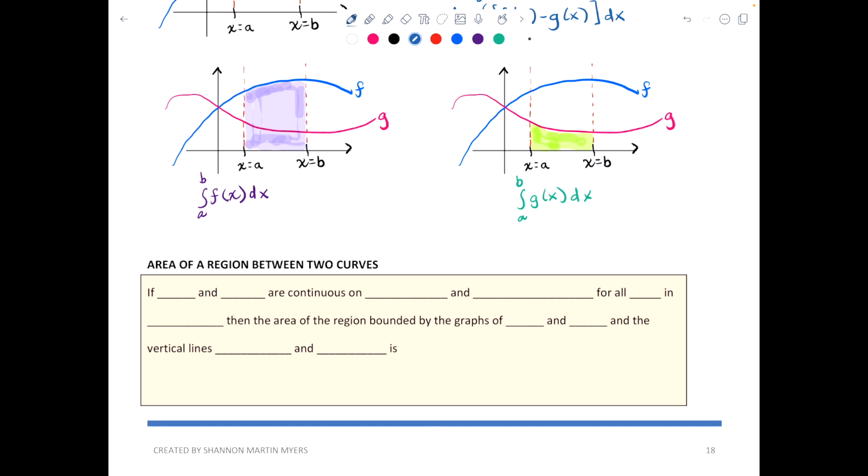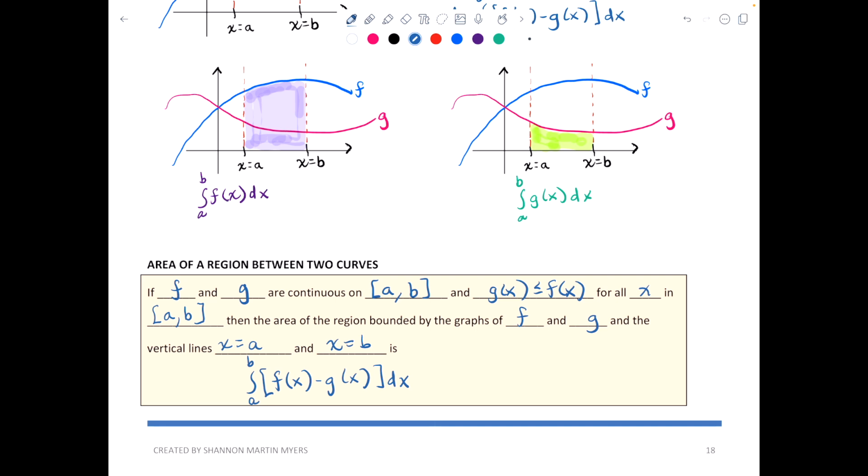If f and g are continuous on the closed interval from a to b, and g at x is less than or equal to f at x for all x in the closed interval from a to b, then the area of the region bounded by the graphs of f and g and the vertical lines x equals a and x equals b is the integral from a to b of what we put up there, f at x minus g at x dx.